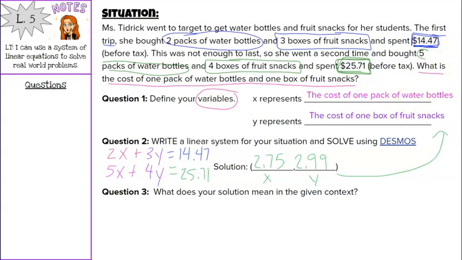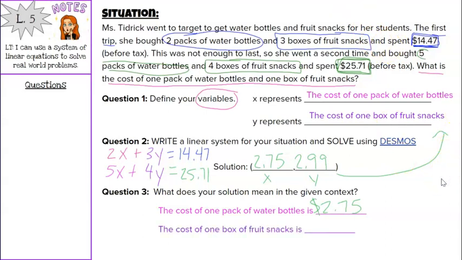X represents the cost of 1 pack of water bottles. So the cost of 1 pack of water bottles is $2.75 because my X value was $2.75. So to buy just 1 pack of water bottles, it would cost $2.75. And then it can also tell you the cost of 1 box of fruit snacks is $2.99. So to buy 1 box of fruit snacks, it would cost you $2.99.